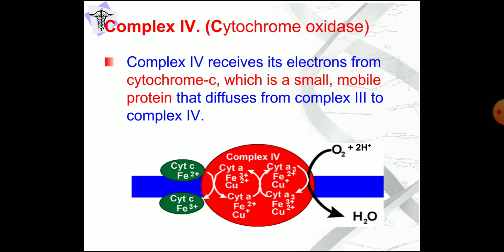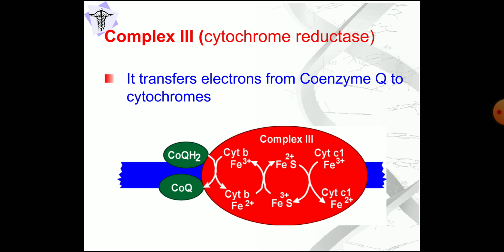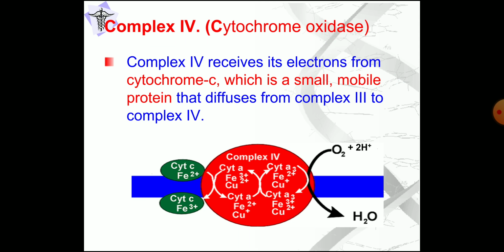Then complex 4. Complex 4 receives its electrons from cytochrome C. In the previous one, you can see the cytochrome C is reduced, so the electrons are taken from this, and it is a small mobile protein. Cytochrome C is a small mobile carrier again, just like coenzyme Q, and it diffuses from complex 3 to complex 4. So cytochrome C diffuses from complex 3, and it gives the electrons to complex 4.